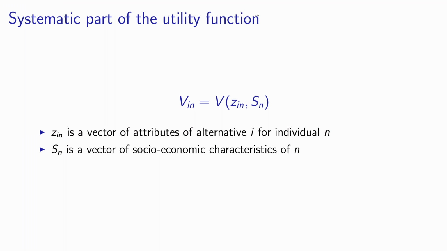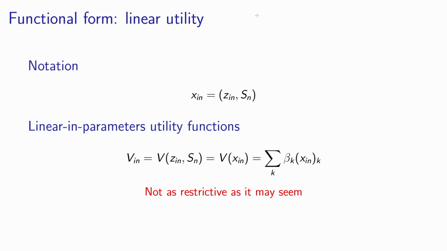So the deterministic part of the utility function will be a function of all these variables, the z_in and the s_n. But what function? What is the functional form? The first thing we will do to simplify the notation is to put together all these variables, z_in and s_n, into one vector that I call x_in. This will simplify my notation. So when I don't need to make the distinction between the attributes and the socioeconomic characteristics, I call them x, which is the general variable of the model.